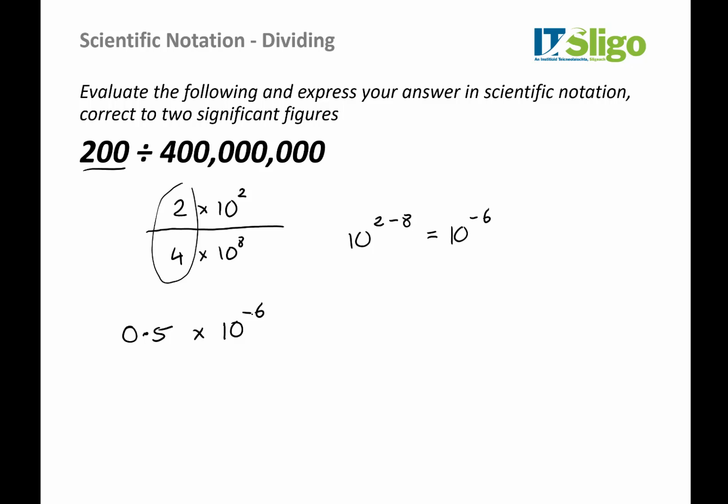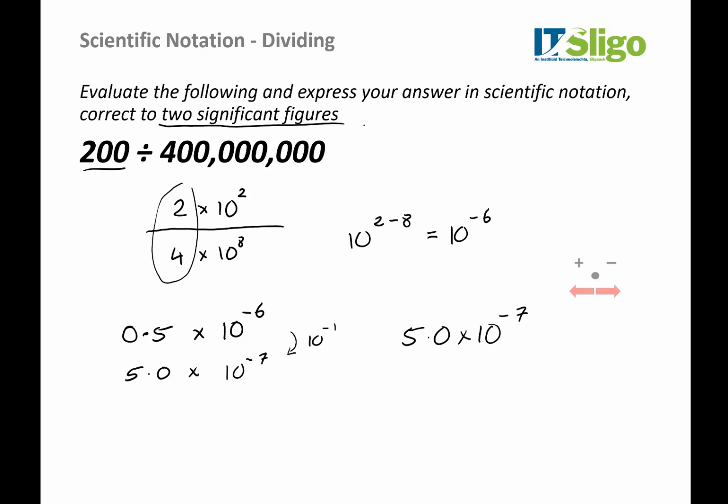And now the left-hand side is too small. It's less than 1. So we multiply the left-hand side by 10. And as a result, this side must get smaller, guys. Now be careful. Really what you do is you add minus 1 to the power when it gets smaller. So this will become 10 to the minus 7. And that's our answer then. And again, it's correct to two significant figures. We don't need to adjust. So that's multiplying and dividing.